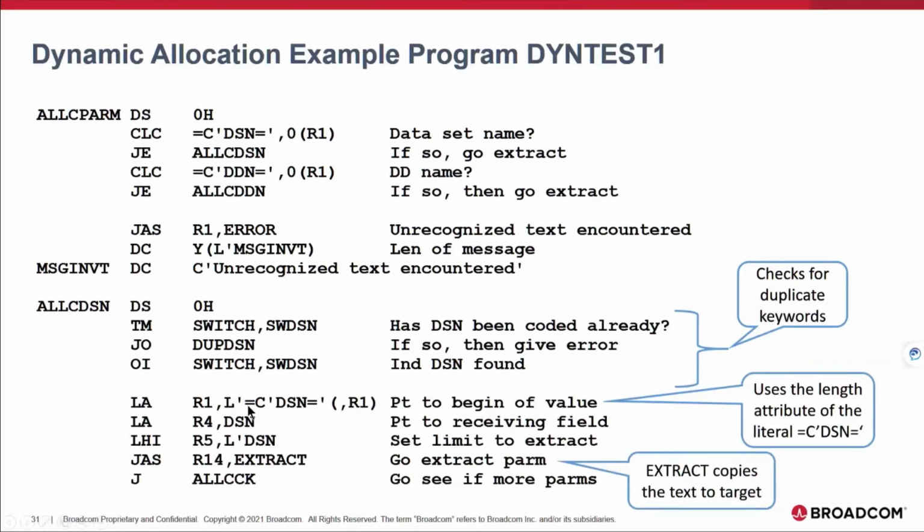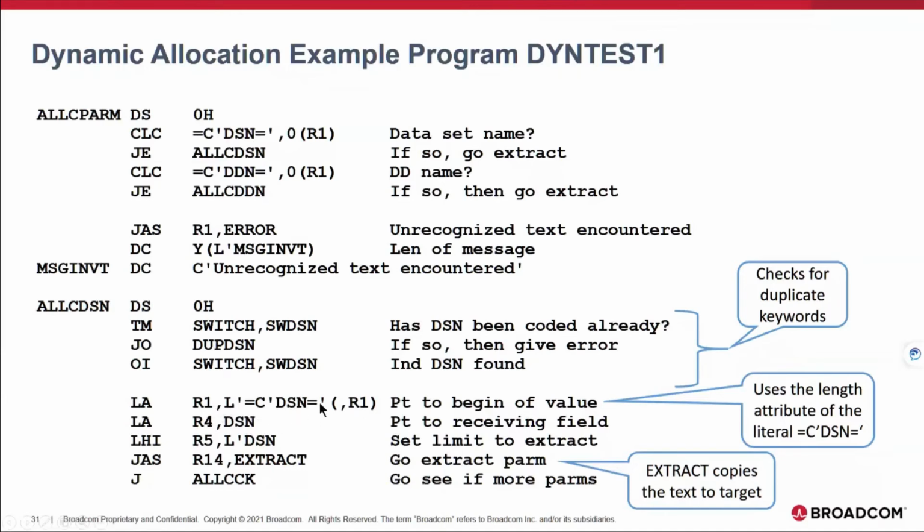Now, this notation looks a little odd, I bet. Up here we have this literal DSN. And down here, we're just referencing the length attribute of this DSN. So it's going to be 3, or 4 rather. So it's going to say load address 4 off of R1.